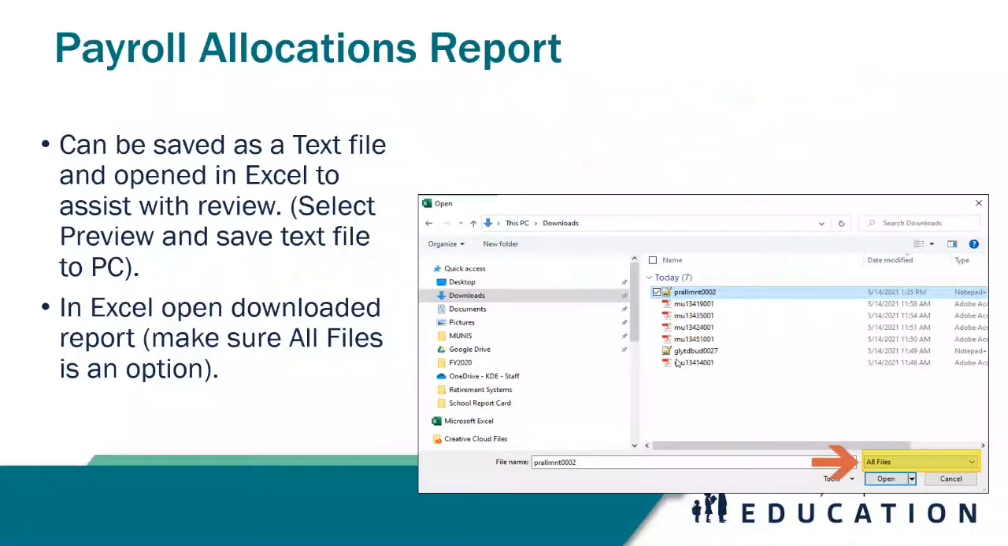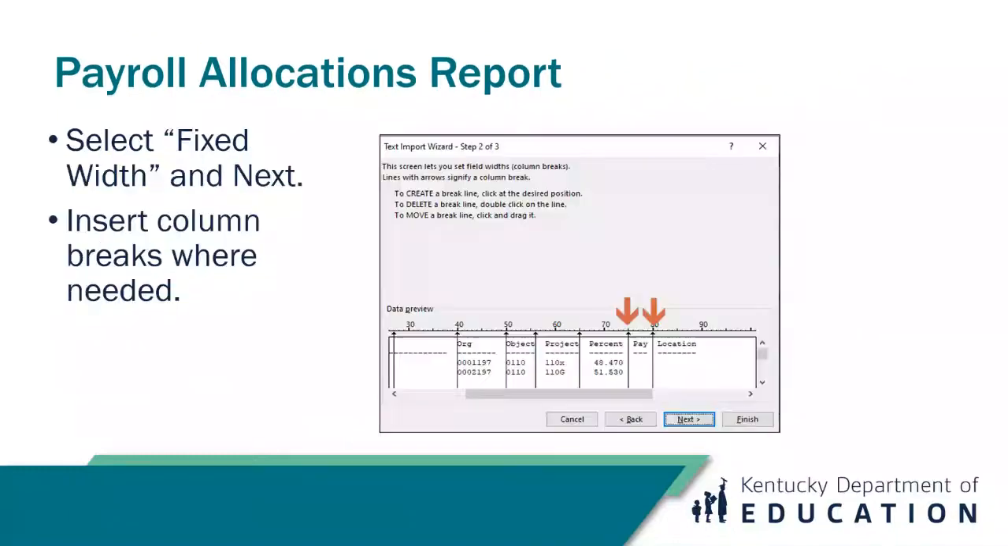So as I mentioned, you save it as a text file, and then you're going to open Excel to assist with the review. You'll select your open button. You'll have to make sure that the file type is changed to all files, so you can find that text file and select open.